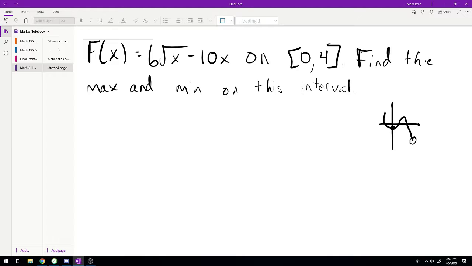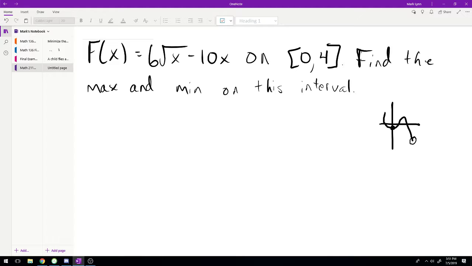So, to solve problems like this, all we have to do is find the critical points and the endpoints, and we just test all those values, see which one's the largest and which one's the smallest, because those endpoint values could be higher or lower than the actual maximum or minimum. So, I'll show you how to do this one.